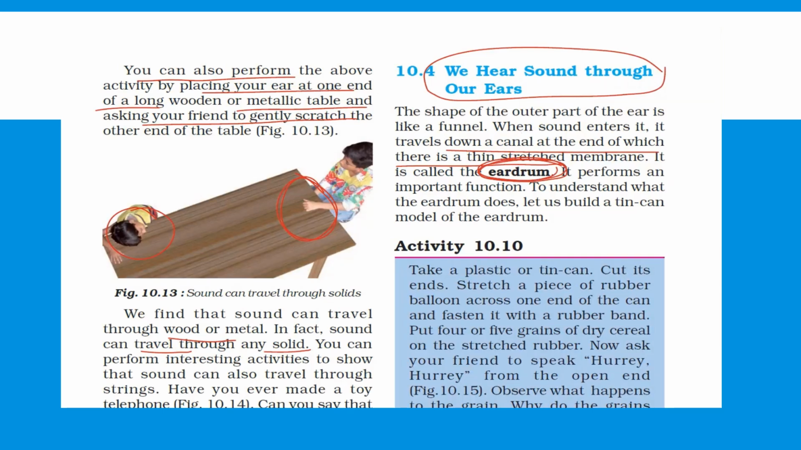The total structure of the ear, the internal ear, the middle ear, the external ear, we will be studying in higher classes, not in this sound lesson. Here we will just see the overall thing, how the sound is transmitted from one part to another, and the basic principles of the production of sound. So the eardrum performs an important function. To understand what the eardrum does, let us build a tin can model of the eardrum.